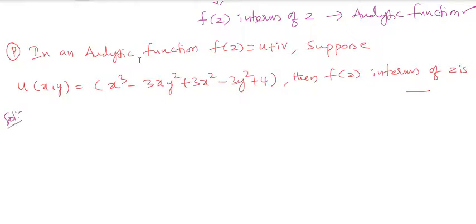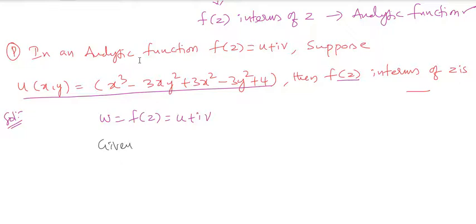See, generally w is equivalent to f of z, which is equivalent to u plus iv. You know that. Am I right or not? In that they have given u of x, y. So this is your u of x, y. They are asking f of z in terms of z. Given u of x, y, which is equivalent to x cube minus 3xy square plus 3x square minus 3y square plus 4.